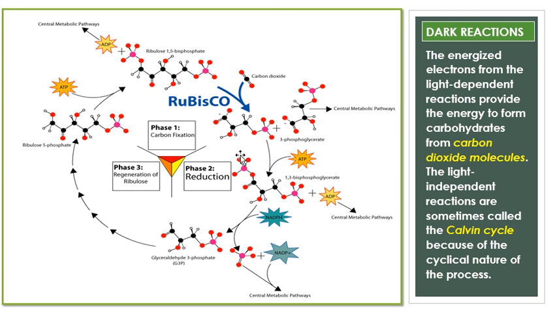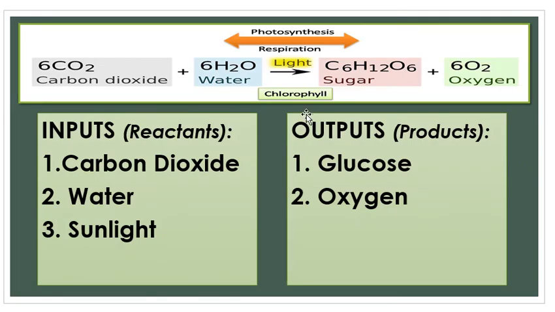So take note again, photosynthesis happens in two processes: light reaction or light dependent reactions, and dark reactions or light independent reaction, also known as Calvin cycle. So again, photosynthesis has inputs of carbon dioxide, water, and sunlight, and then it produces glucose, which plants use as food, and the oxygen is released as waste. So I think that is for photosynthesis.